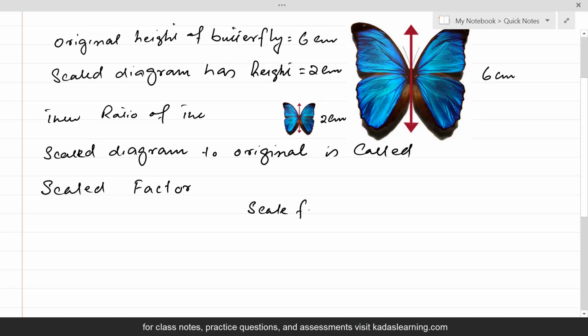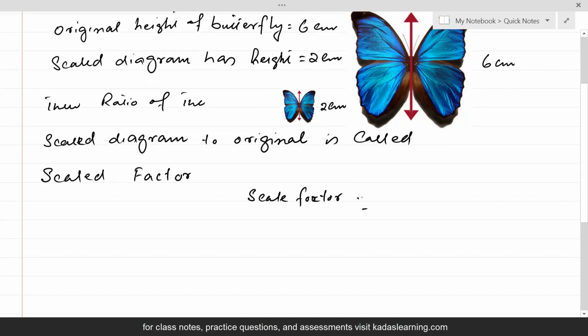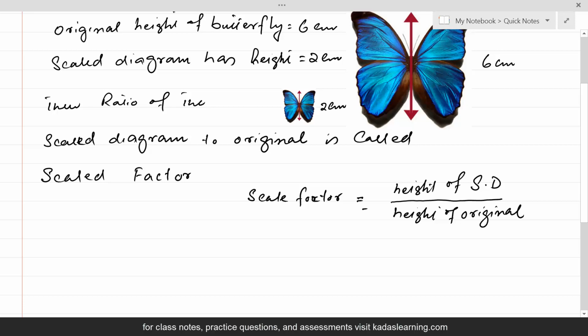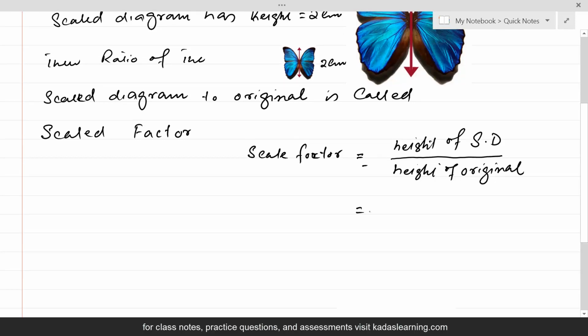Scale factor for the butterfly is equal to the height of the scaled diagram divided by the height of the original butterfly. So what was the height of the scale diagram? That's 2 cm. So this would be equal to 2 cm, and the height of the original is 6 cm. So this is equal to 1 over 3.